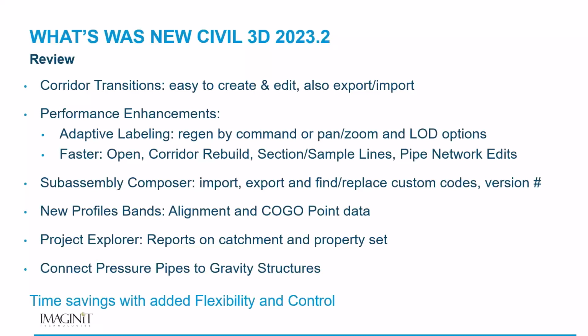Project Explorer, the new tool set, is actually in 2024 a part of the Civil software, and that was enhanced because now we are able to run reports on catchments and more specifically also on property sets. And there's the connectivity of pressure pipes to a gravity structure. You're now able to bridge the gap of a pipe to a structure. That I think is really cool.